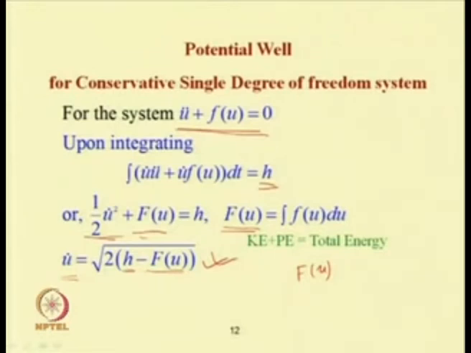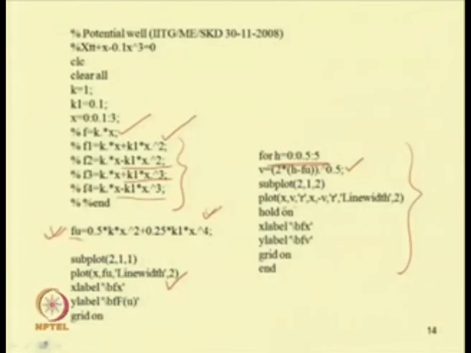For a particular value of h, that means h is the total energy, if f u is less than h, then we will have two velocity terms. If h is less than f u, then this term becomes imaginary and the flow will not exist. So, we have to take f u less than this total energy h. If the potential function is greater than h, then the system response will not be there.